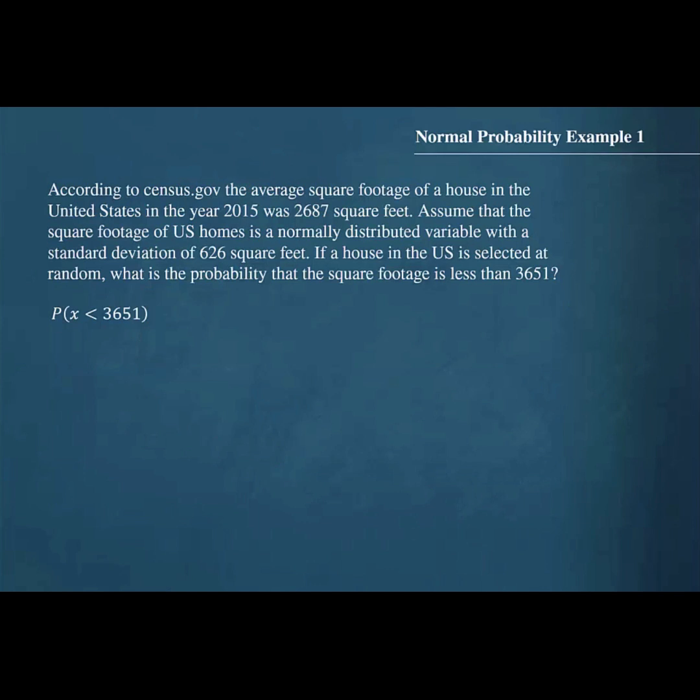The probability notation of this would be expressed as the probability that the random variable x is less than 3,651. In order to calculate this probability, we will first need to calculate the z-score associated with this value of the random variable. So we will find the difference between the value of the random variable 3,651 and the mean 2,687, and then divide that by the standard deviation 626. This gives us a z-score of 1.54.